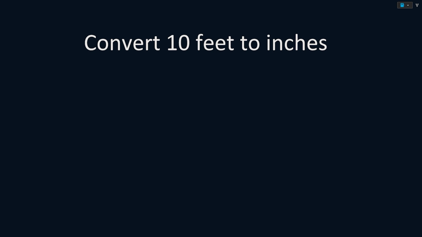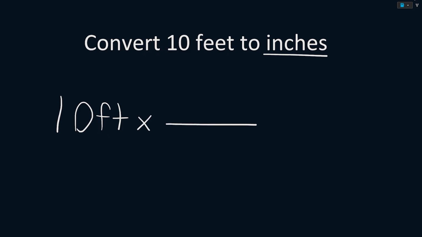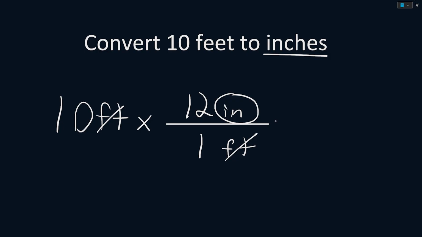Convert 10 feet to inches. We were given 10 feet, and we want to convert them to inches. To do this, we need to multiply through a conversion factor. Our conversion factor is that 12 inches is equal to 1 foot. Multiplying through this conversion factor, we see that the feet cancel, and it leaves us with inches. Solving 10 times 12, we see that for 10 feet, there is 120 inches.